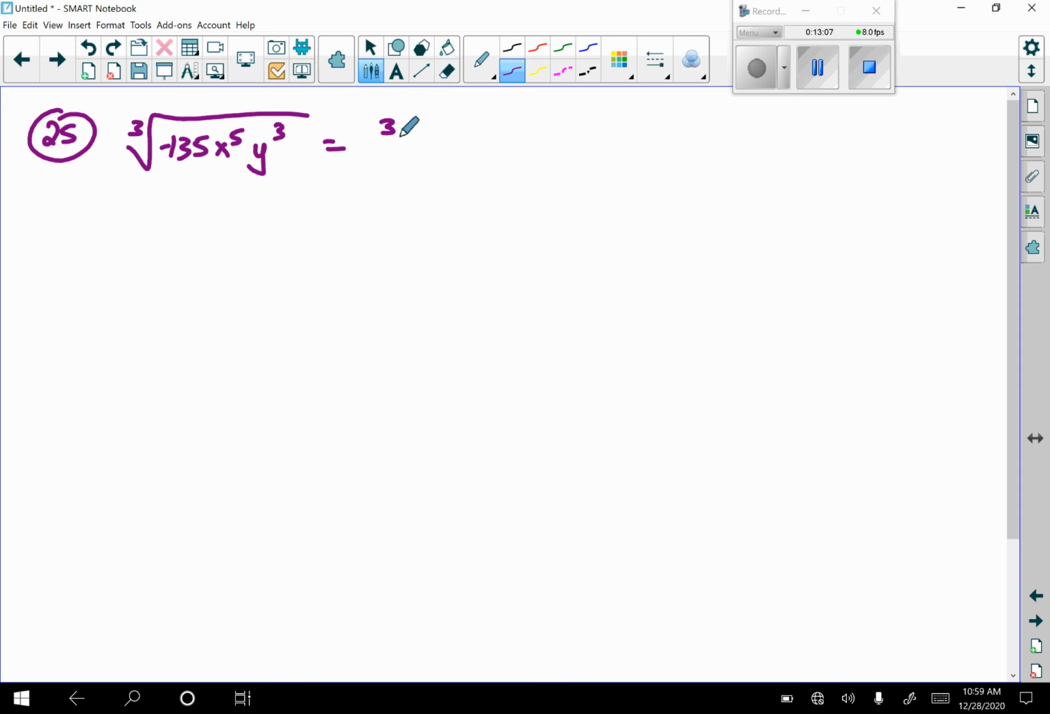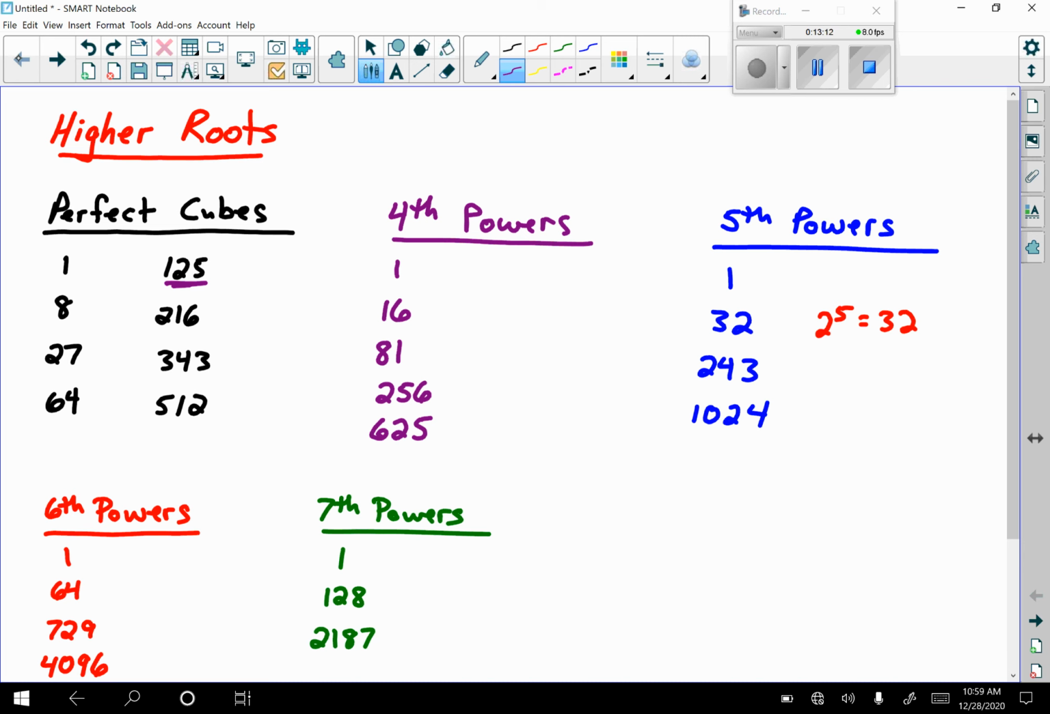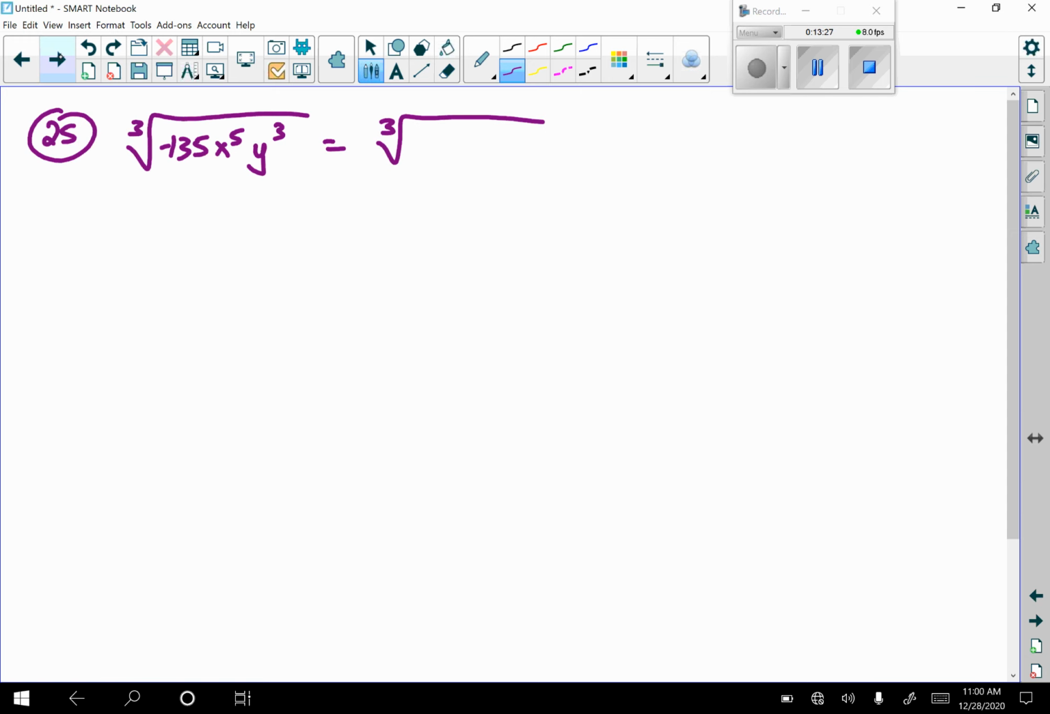So how we're going to factor the negative 135. If I go back to my list of perfect cubes, I would probably want to start with 64, maybe divide the negative 135 by 64, and that doesn't work. But when we divide by 27, it's actually 27 times 5, or in this case, negative 27. Since the 27 is the perfect cube, I'm going to put the negative with that.